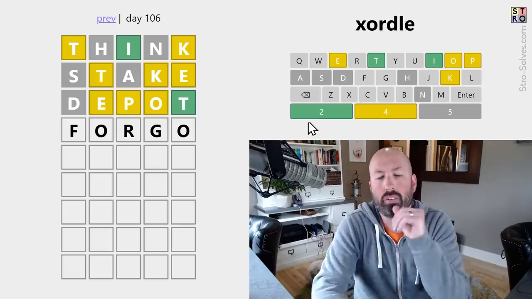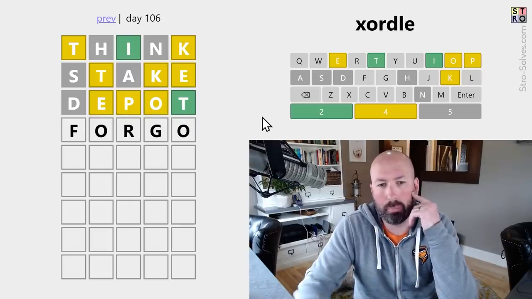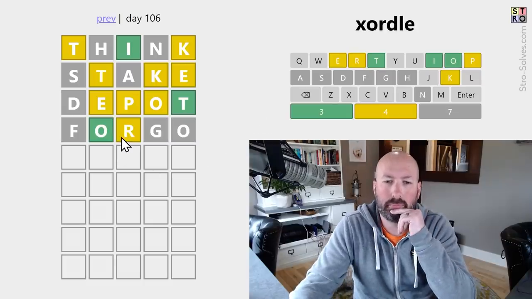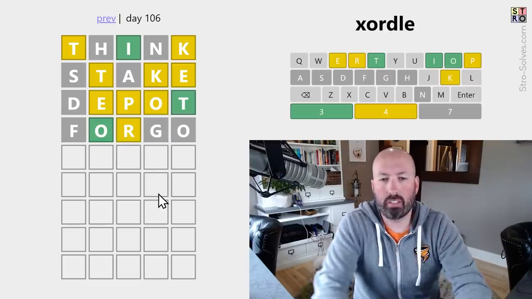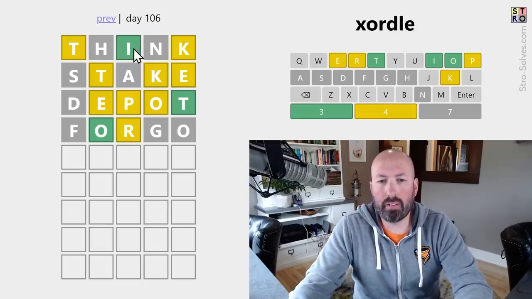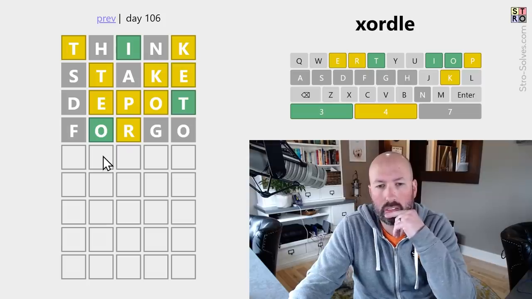You know, forego isn't bad. It lets us check F, R, and G, and two more places for O. Let's try that. Okay, so there is an E in one of them. It's probably not I-E-T. It's probably not E-O. And the E has to be first or fourth.